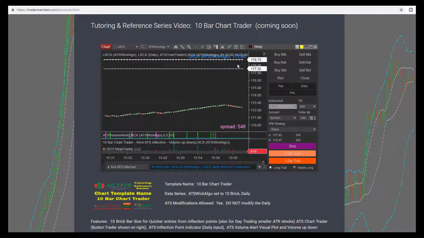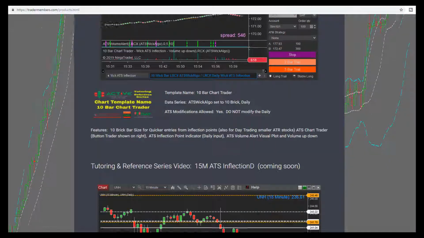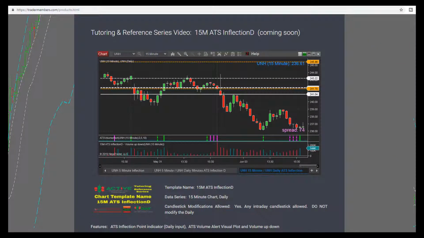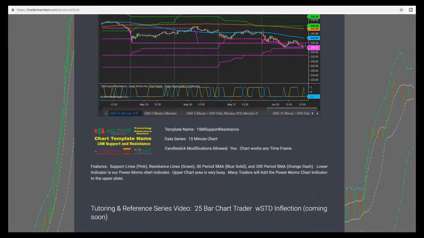Here's another with an inflection daily as well on a very small brick size on our wick chart. This is a 15-minute chart. If you prefer standard candles, you can still use your standard candles on a 15-minute chart, or actually change the minutes, and so long as the daily stays the same, your inflection lines will stay the same. So you can break this chart down to smaller candle sizes.